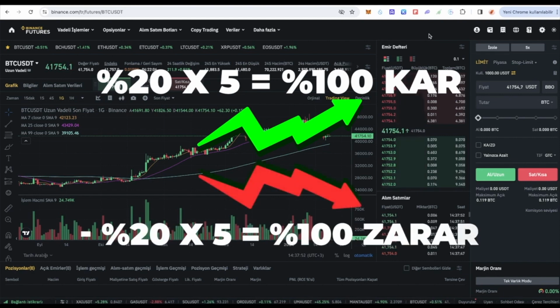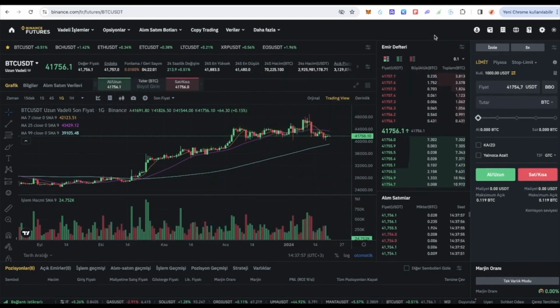Now we understand the logic of leverage. If I think it will go up, I open long. If I think it will go down, I go short. That's the meaning of both of these logics. These are contracts. So we're not buying a coin here.